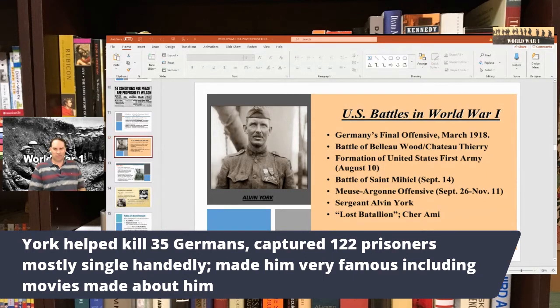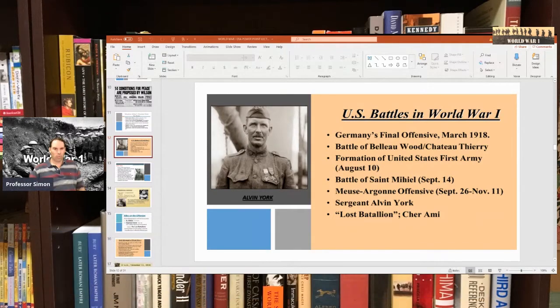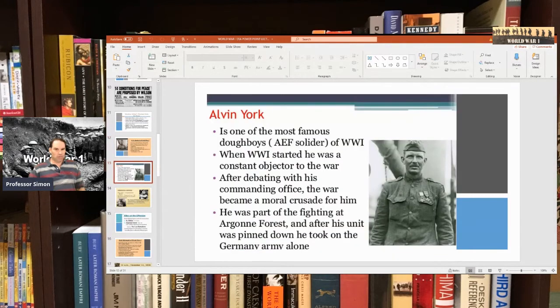So Alvin York became a real big hero after the war. They even made movies about him. Gary Cooper, if you know about it, starred in the movie Sergeant York. So he was a very famous person in World War I. Here's another slide on York. He was one of the most famous of the doughboys and all that. He actually was an objector of the war.